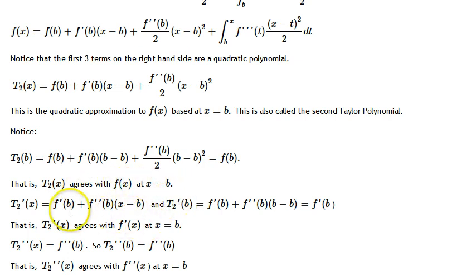Okay. Likewise, if I take the derivative, it looks like this, then plug in b, so T2 prime of b is this, which is f prime of b. That is, T2 and f agree with their first derivative. So the derivative of T2 and the derivative of f agree at x equals b.